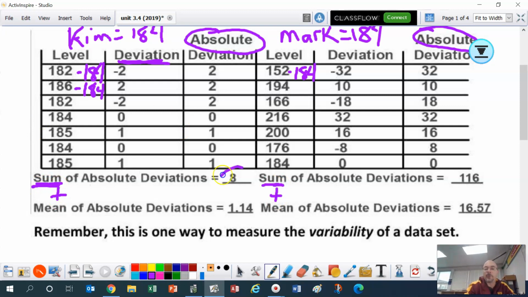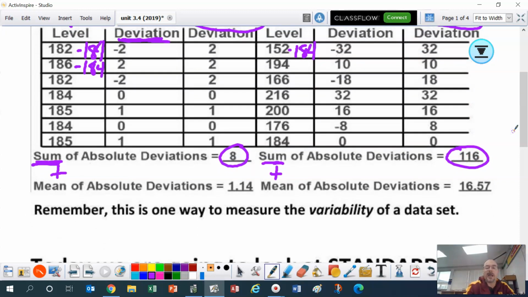Okay, and we got a total. And then what we did was we divided by how many there are. So there were 7 numbers here, so we divided by 7. And we ended up with the mean of the absolute deviations. Remember, this is one way to measure the variability of the data set.